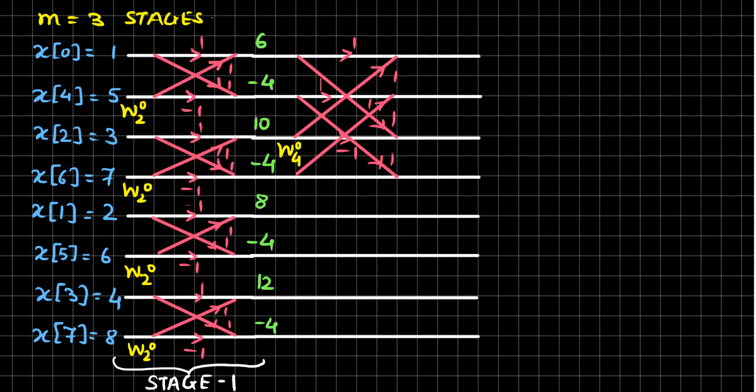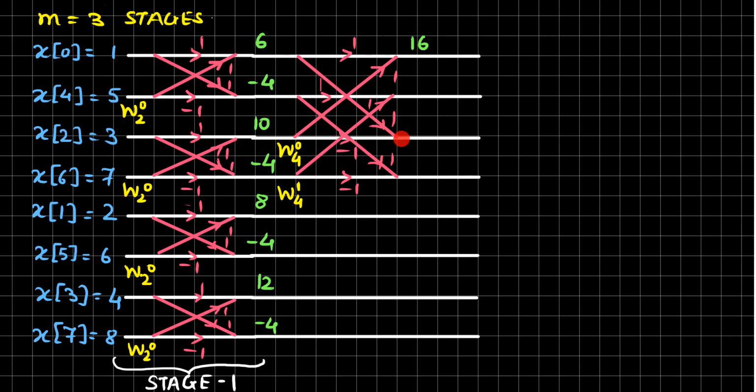So here would be 1 and here it would be minus 1, and the twiddle factor now would be W4 to the power 1. So now we need to find these 4 values for the first group. If we need to compute this value here, it would be 6 plus 10 into W4 to the power 0. So it would be 6 plus 10, that would be equal to 16. So we have the value as 16 here.